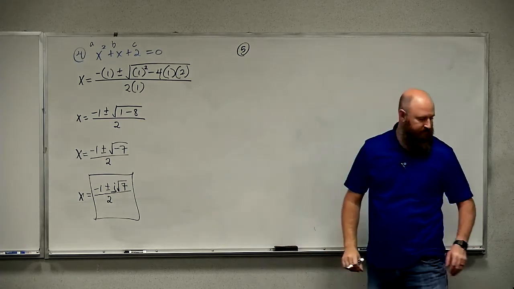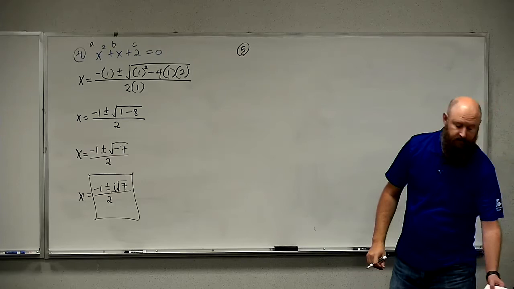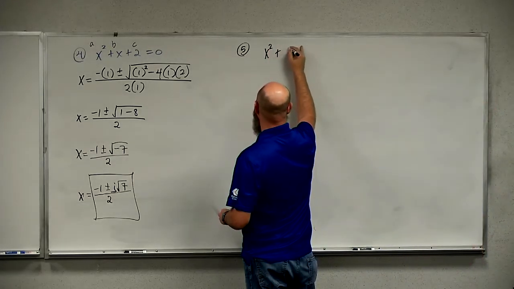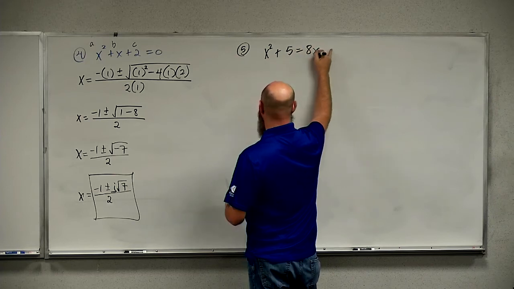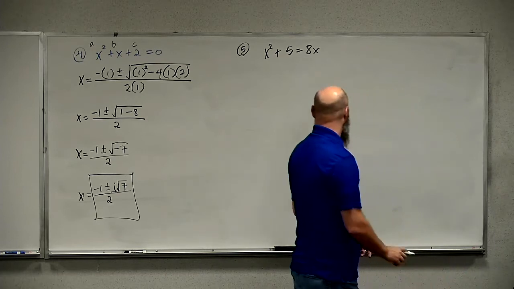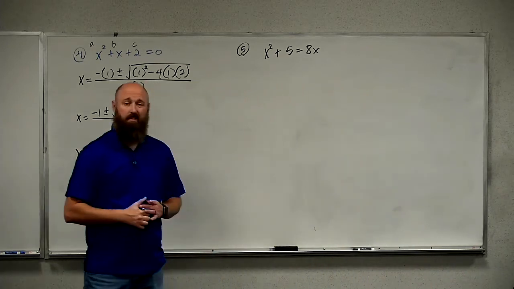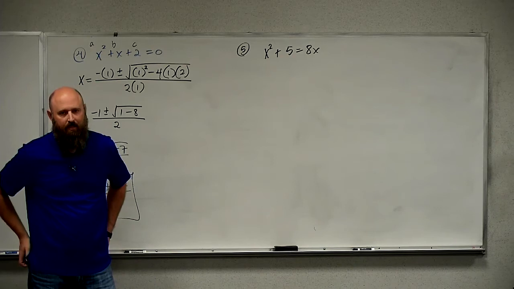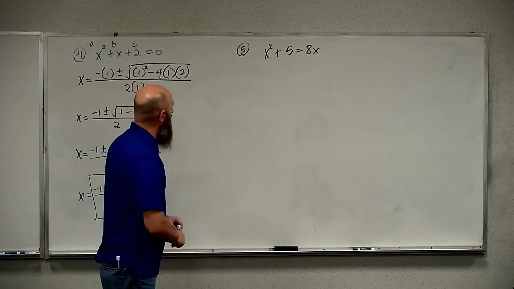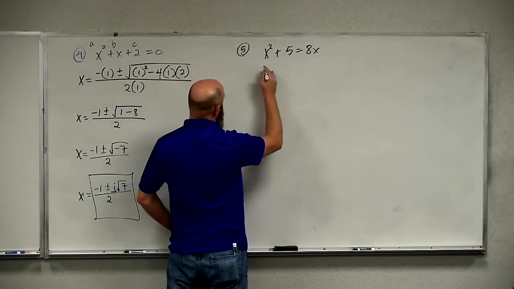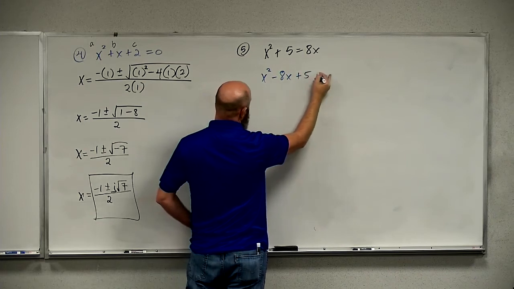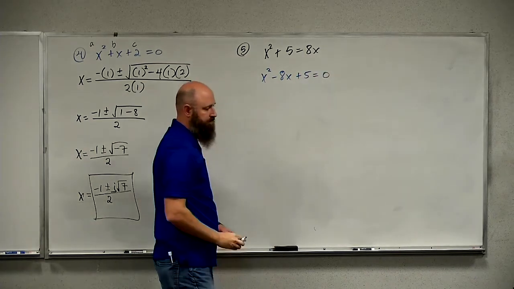All right, number 5. x squared plus 5 equals 8x. All right, so this time it doesn't equal 0. So just like with factoring and everything else, we do want it to equal 0 when we have that x squared. We have to put it in the right order. So let's go ahead and move that over. We get x squared minus 8x plus 5 equals 0.